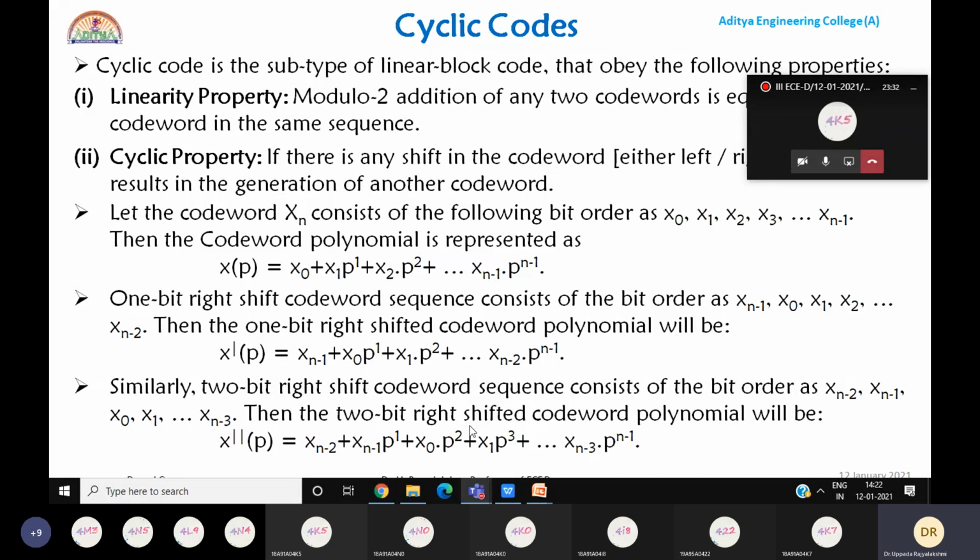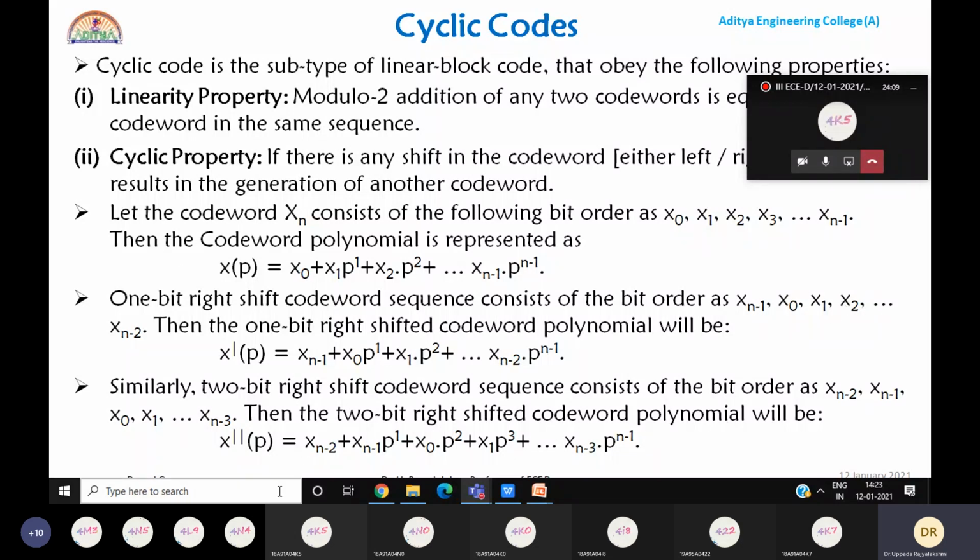Then the 2-bit right-shifted code word polynomial will be x double dash of p. Here double dash represents that we have right shifted 2 bits. So it is equal to xn minus 2 plus xn minus 1 into p power 1 plus x0 into p square plus x1 into p cube plus so on, xn minus 3 into p power n minus 1. So this is the 2-bit right-shifted forward polynomial.